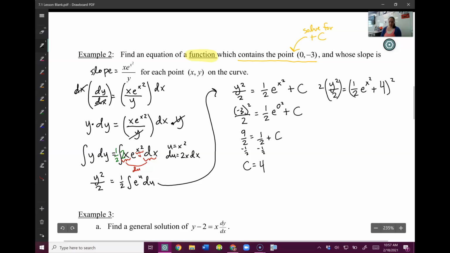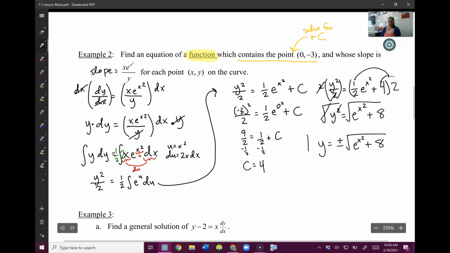So let's times all this by 2. Don't forget, I need to distribute that. So 1/2 times 2 is just 1. 4 times 2 is 8. And now I need to square root it. So I'm going to get y equals plus or minus square root of e to the x squared plus 8. And that is my function. I solved for c. I should be good to go.